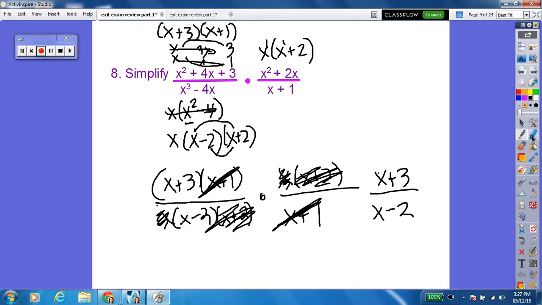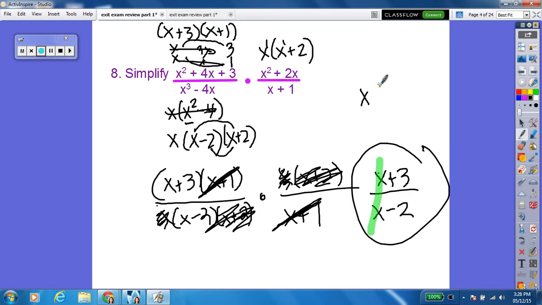Now I'm going to find a couple of you guys, that's the answer, but a couple of you are going to try to do that. That's a no-no. We do not try to simplify further. You don't get rid of part of a binomial.